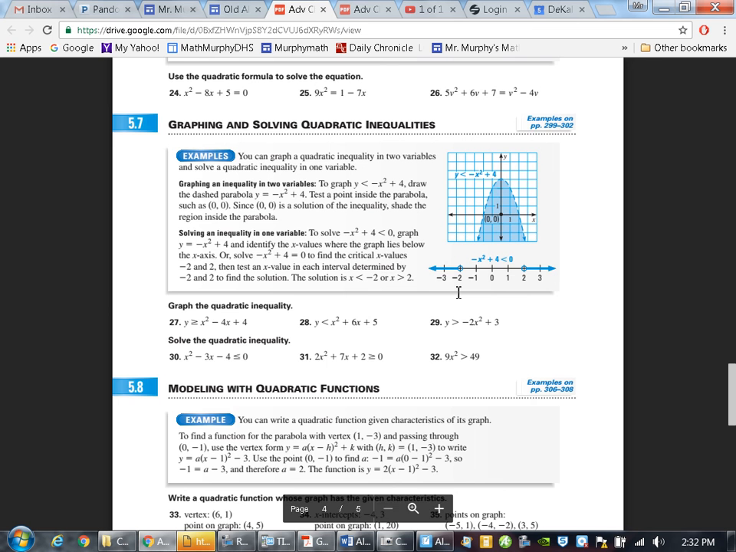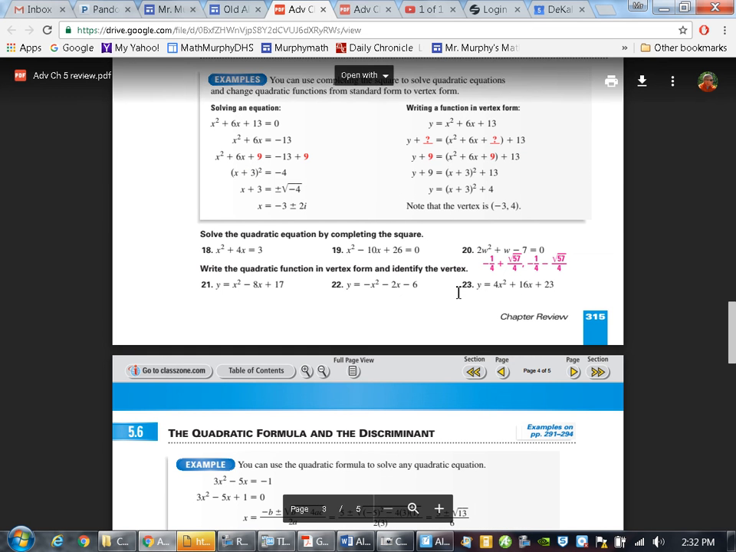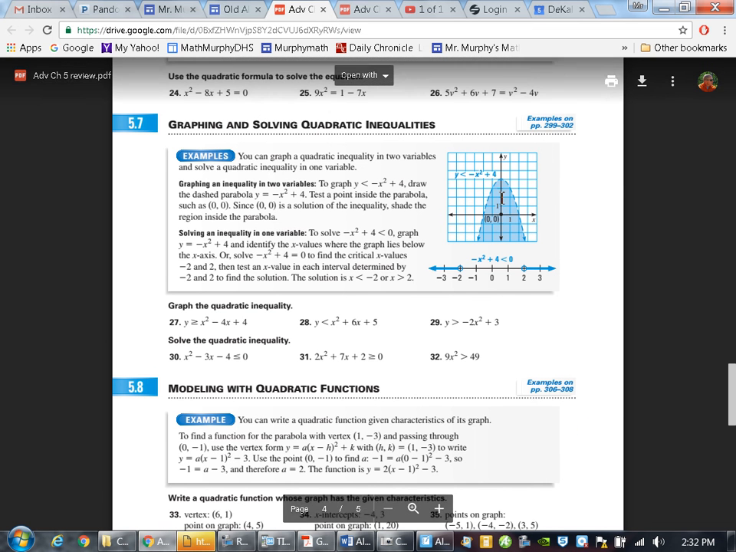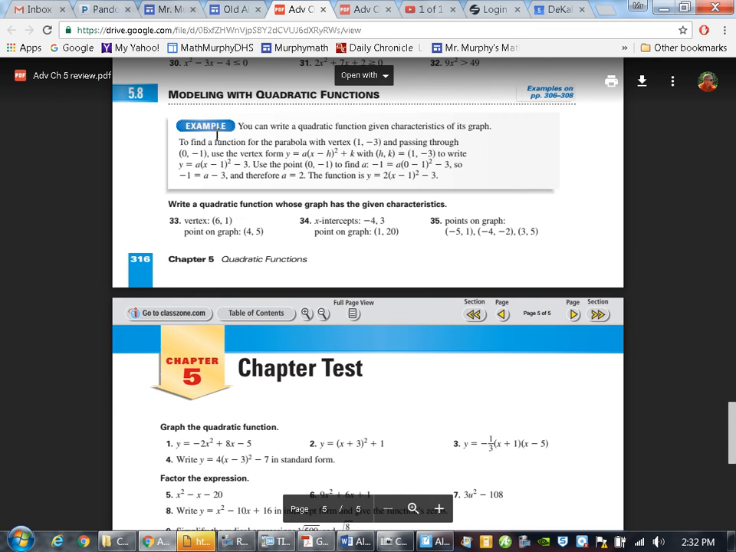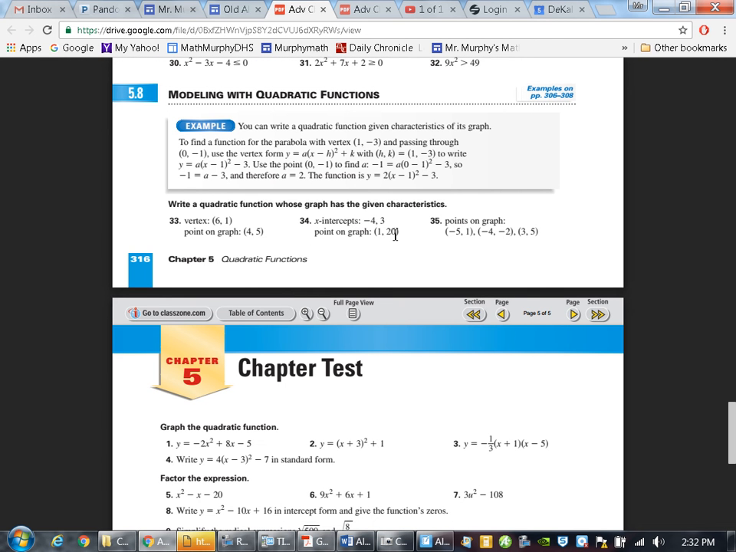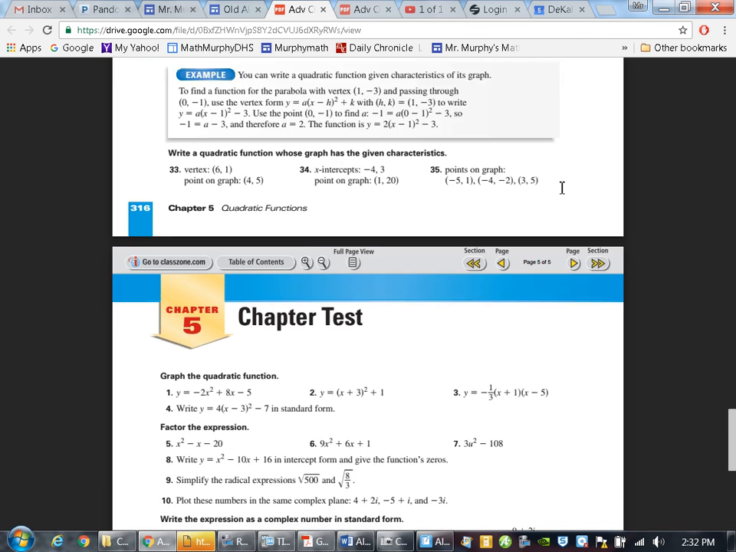All the problems here are really good problems. Just solve this, solve that. Don't worry about the graphing part with the inequalities. We have not done that. The modeling portion, there's your 3 examples: a vertex and a point, x-intercepts and a point, and 3 points on a graph. Those are the 3 ways that we did it.